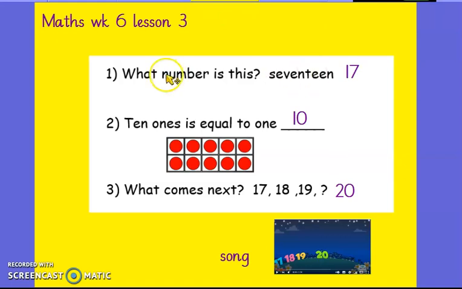So there are your answers. What number is this? Number 17. 7 and then the teen. 10 ones is equal to 1 10. We know that from our 10 frame. What comes next? 17, 18, 19, 20.